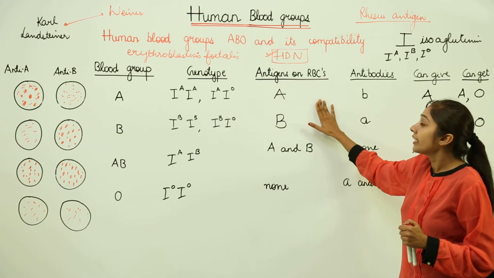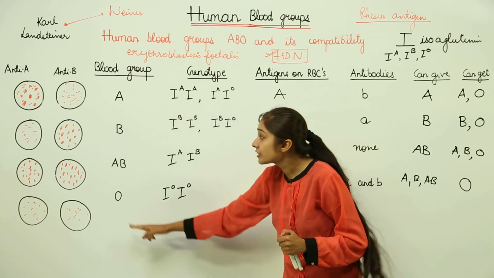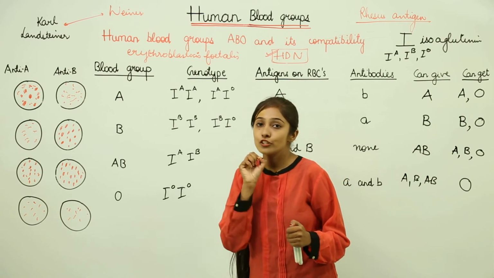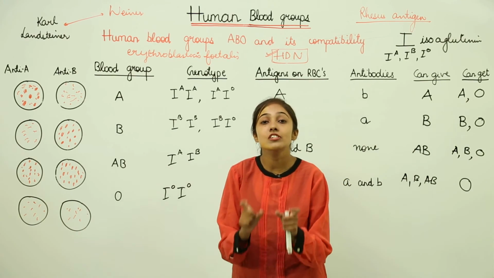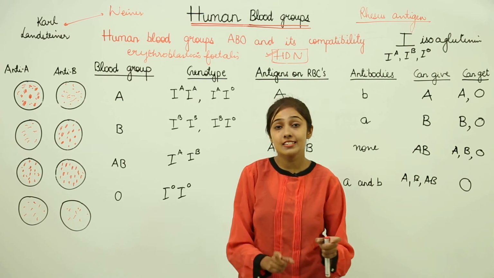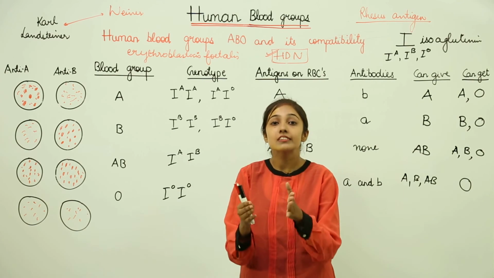So remember that these are the 4 human blood groups, and with these 4 human blood groups, you also need to remember about the Rh factor, that is the Rhesus factor, which is actually Rhesus antigen which is there in case of some persons. If there is Rhesus antigen, the person is Rh positive, if there is no Rhesus antigen, the person is Rh negative.